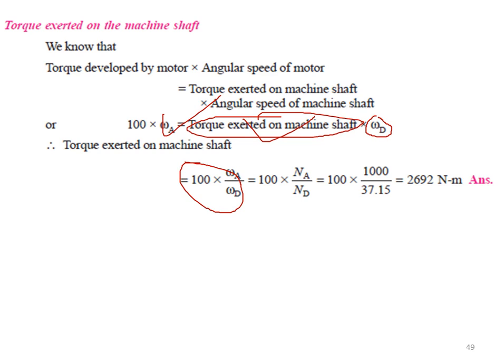So omega and N will be proportional, omega is nothing but 2 pi N by 60. So anyway it is a ratio. So omega A can be written as NA and omega D can be taken as ND. So substituting the value, you get the torque exerted on the machine shaft as 2692 Newton meter. Okay. So go through this, solve it.